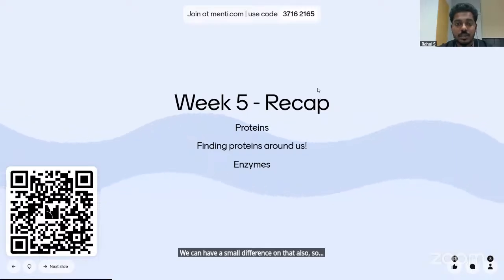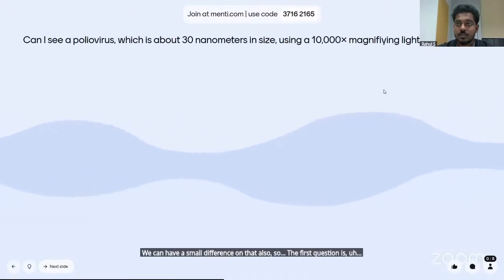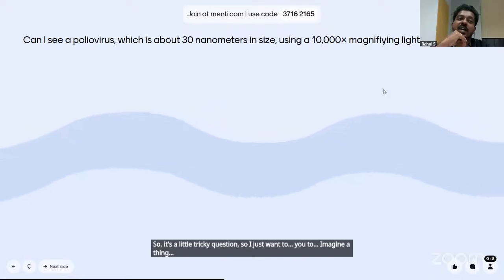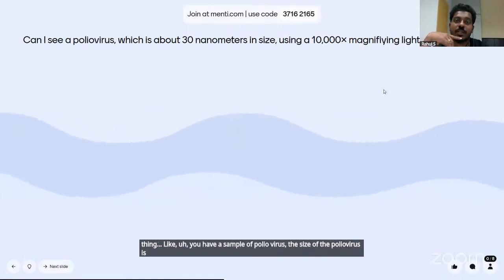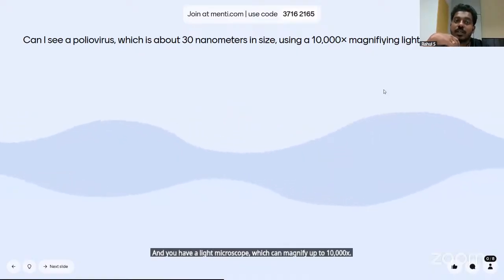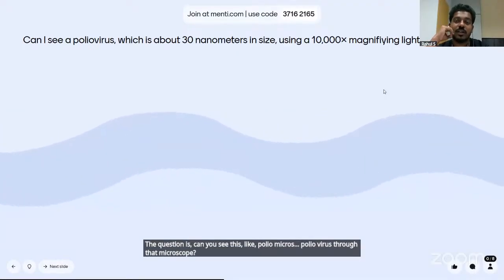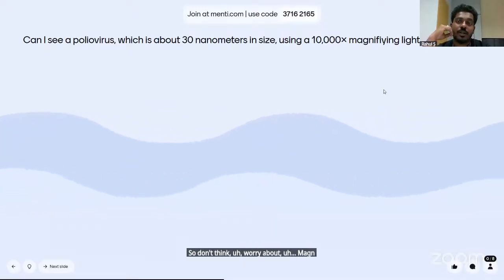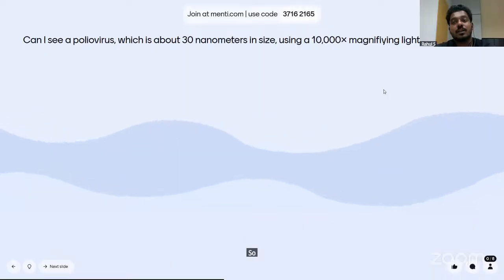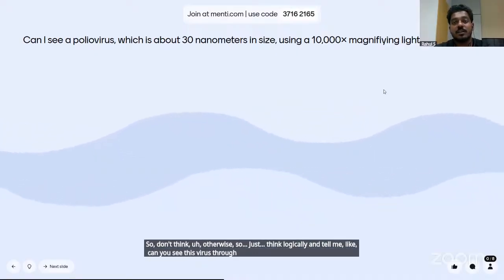So the first question is a little tricky. I want you to imagine you have a sample of poliovirus. The size of the poliovirus is around 30 nanometers, and you have a light microscope which can magnify up to 10,000x. The question is, can you see this poliovirus through that microscope? Don't worry about magnification; you have 10,000x magnification. Just think logically and tell me, can you see this virus through the given microscope?